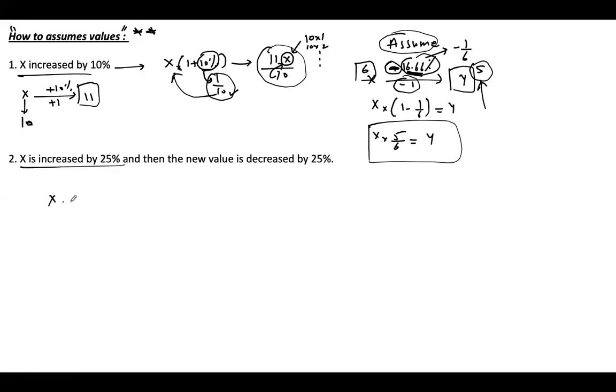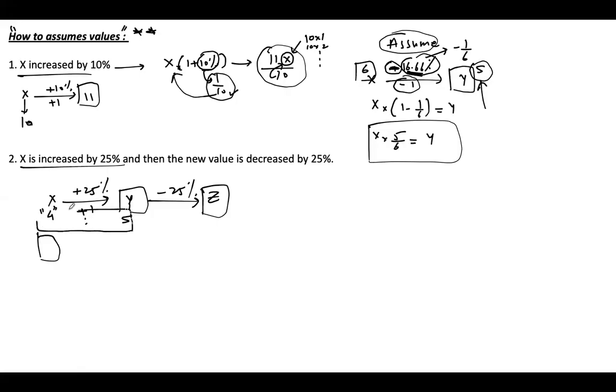X is increased by 25%, and then let's say there's this new value y, which is decreased by 25%. If you were to assume, 25% would mean 1 by 4, so directly assume 4. What is 25% of this value? 1 by 4 of 4 is 1. So y comes to be 5. This is x and y.